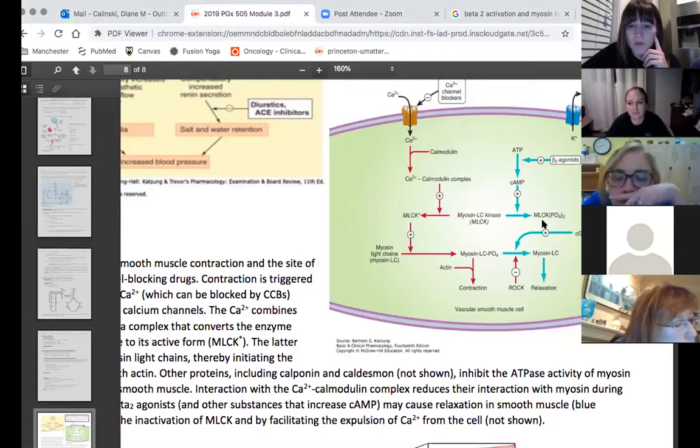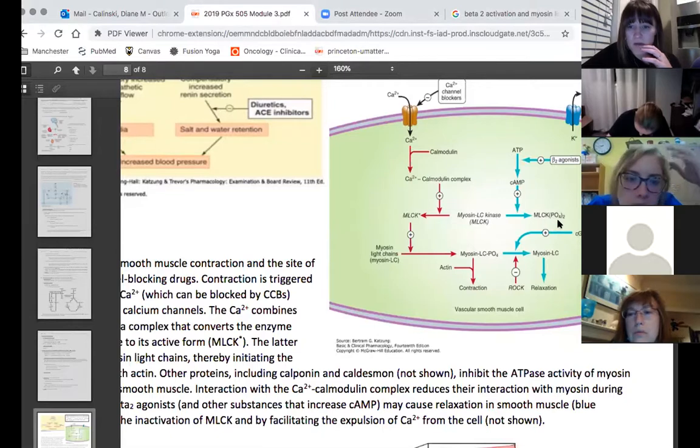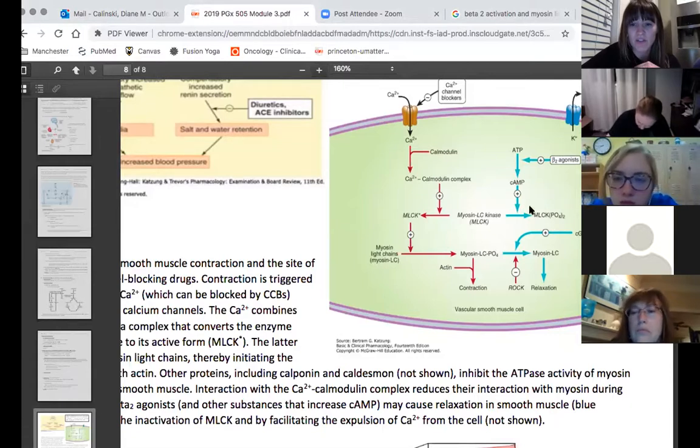So here, what they're indicating in this picture is that the kinase, the enzyme itself, has been phosphorylated. And what I would say then is that it's not functioning. So if it's not working, then it'll cause relaxation instead of contraction. I think the difference here is that they're saying that the actual enzyme itself is phosphorylated, not that the substrate is being phosphorylated, which is happening over here on the contraction side.